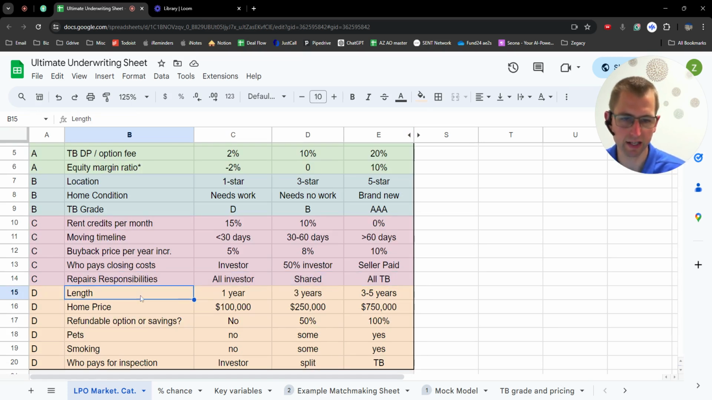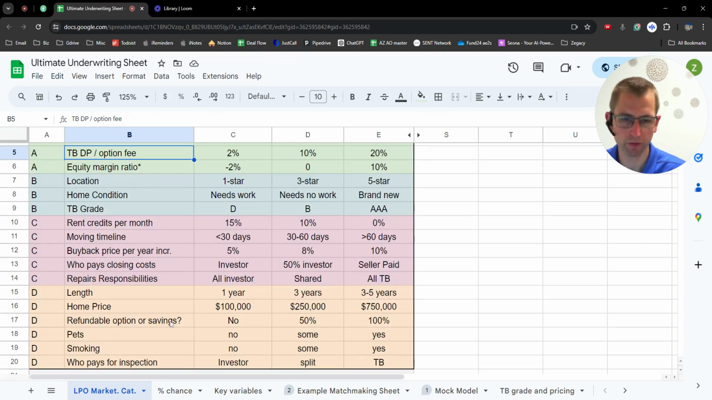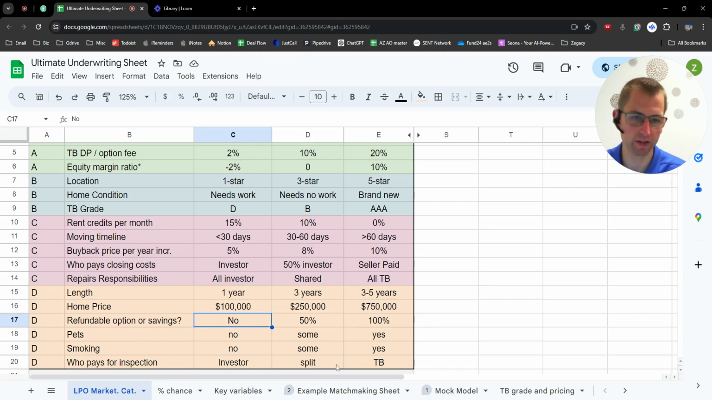How long is the lease and the option? Anywhere from 1 to 5 years. A home purchase price is probably anywhere from 100 to 750,000. Is the option fee or the tenant buyer down payment refundable? 100%, 50%, or just no? Pets, can you do that? Is there smoking? Who pays for the inspection? And that can be split.